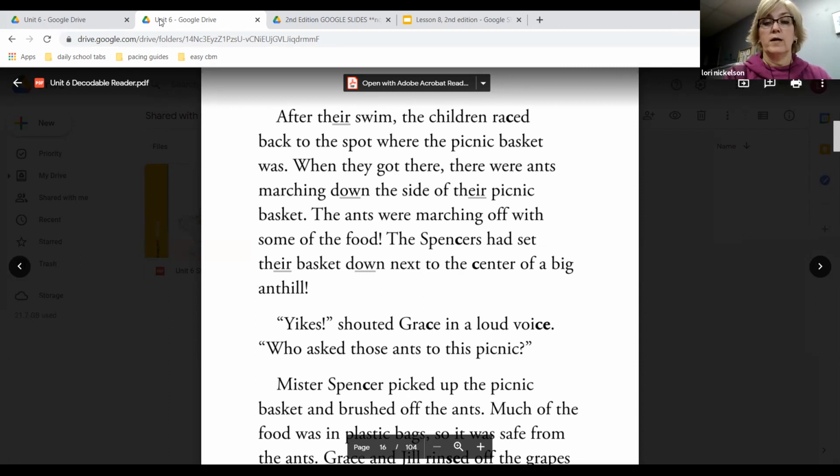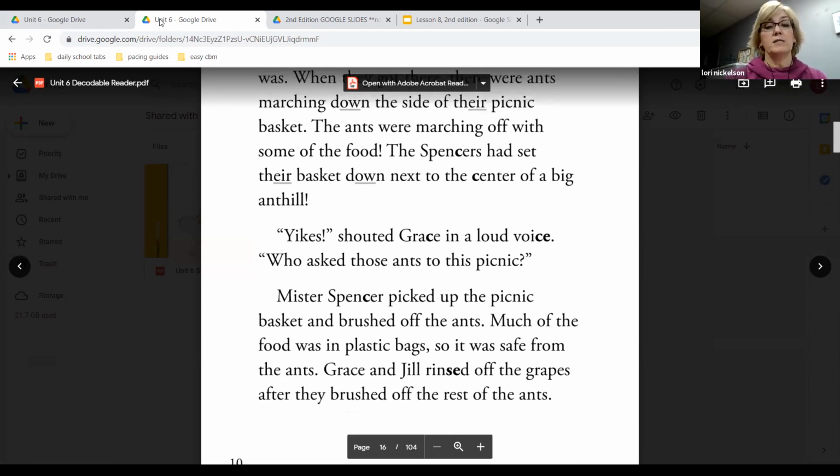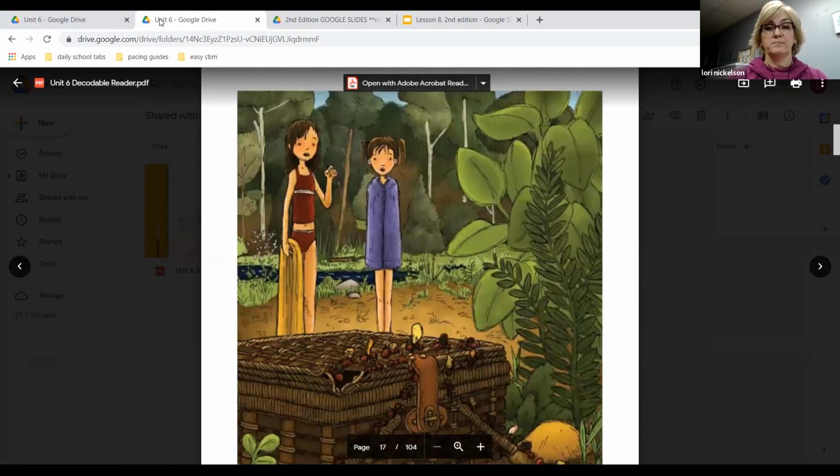"Yikes!" shouted Grace in a loud voice. "Who asked those ants to this picnic?" Mr. Spencer picked up the picnic basket and brushed off the ants. Much of the food was in the plastic bags, so it was safe from the ants. Grace and Jill picked off the grapes after they brushed off the rest of the ants. There's Grace and Jill looking at the ants.